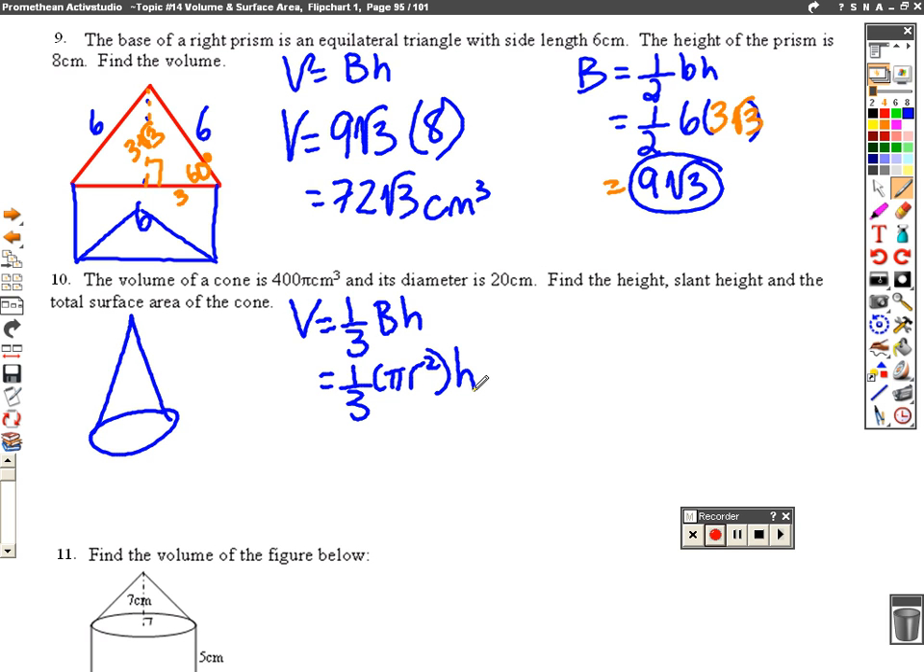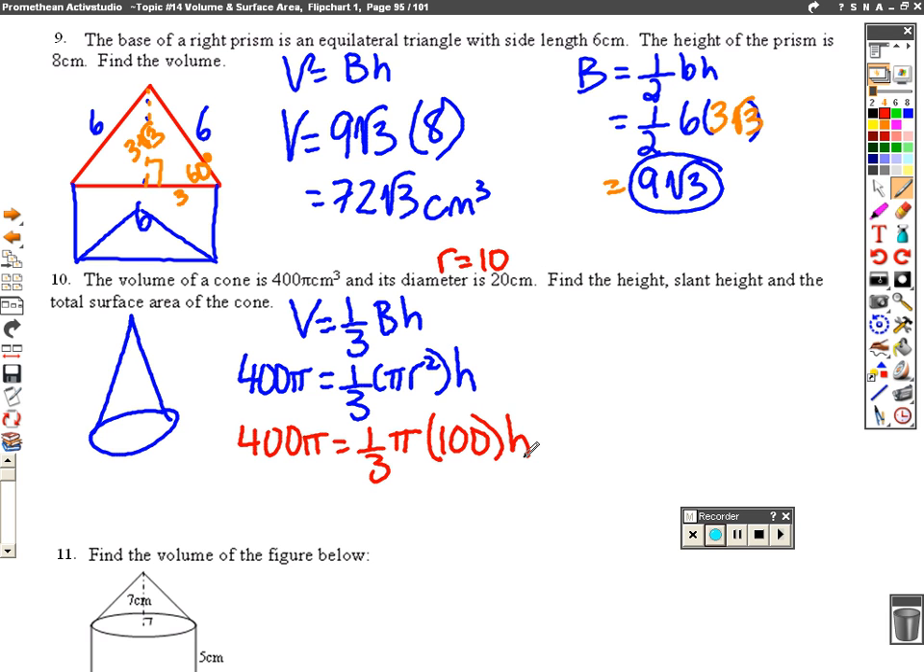Since the base is a circle, that's 1/3 pi r squared times h. And we know that this is equal to 400 pi centimeters cubed. And since the diameter is 20, r is half of that, it's 10. So I'm going to plug that into my formula here. 400 pi is equal to 1/3 pi times, now r is 10, so 10 squared is 100, h. All right, I want to solve for h. And so right now I'm looking at pi times 100 divided by 3.